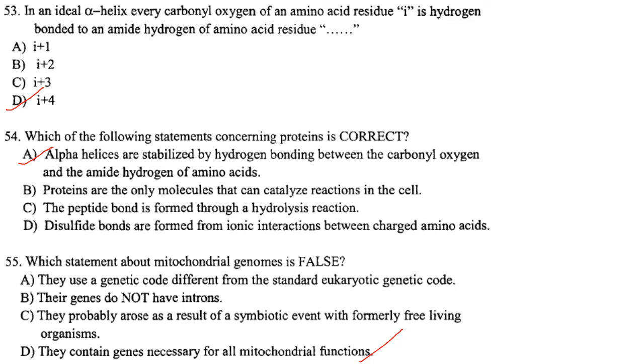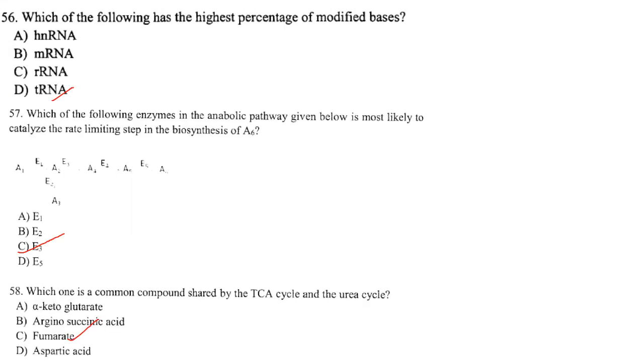Okay. So even though they have their own machinery for producing proteins, and some proteins are synthesized in mitochondria, the majority of them are synthesized in the nucleus and then transported to mitochondria. Then, which of the following has the highest percentage of modified bases? So it is tRNA that has the highest percentage of modified bases.